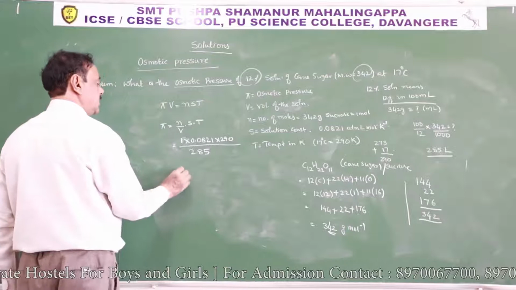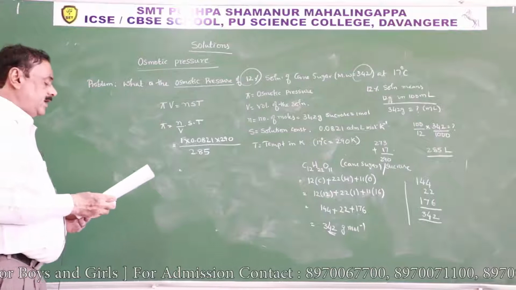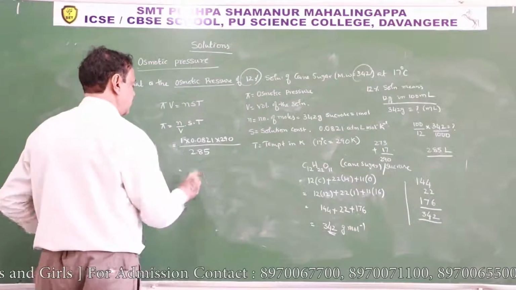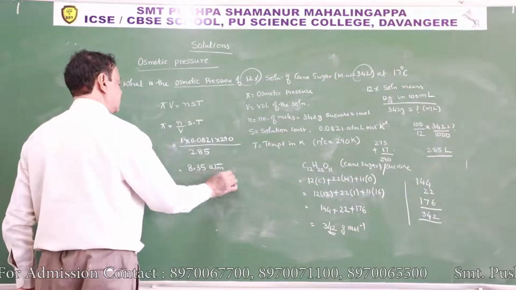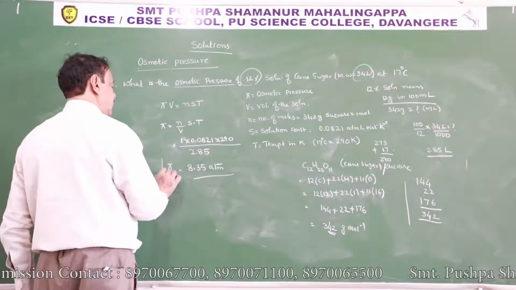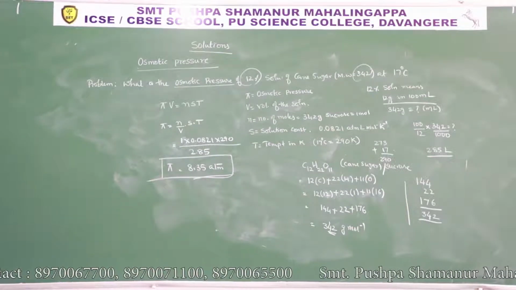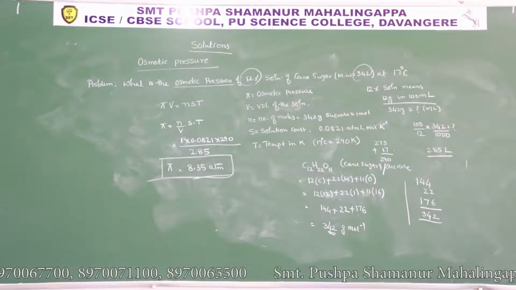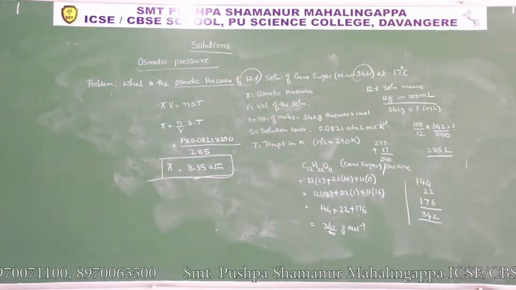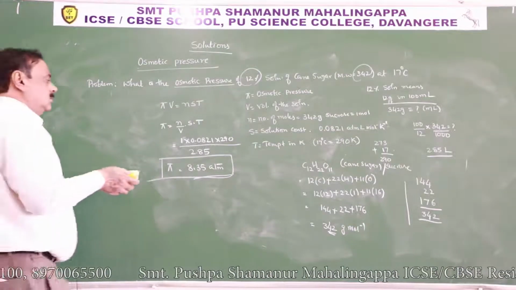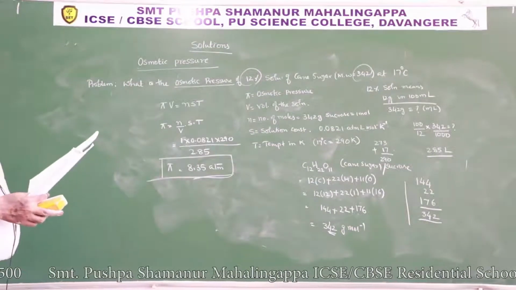Simplification of this gives 8.35 atmosphere. Therefore, pi, the osmotic pressure of the solution, is given by 8.35 atmosphere pressure. This is the problem that relates to calculation of the osmotic pressure.